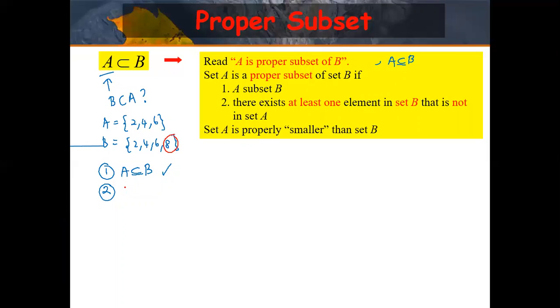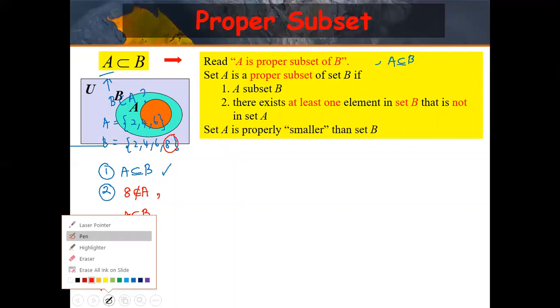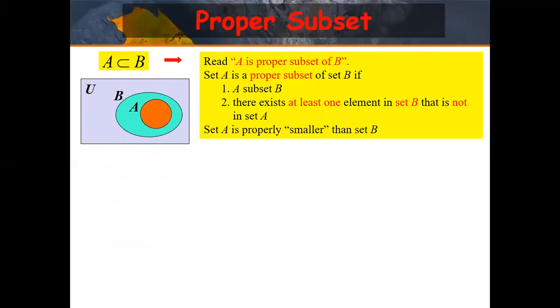So we can say that A is a proper subset of B. Okay, sudah tak ada underline lah, sebab dia proper. Okay, cuba hadam.